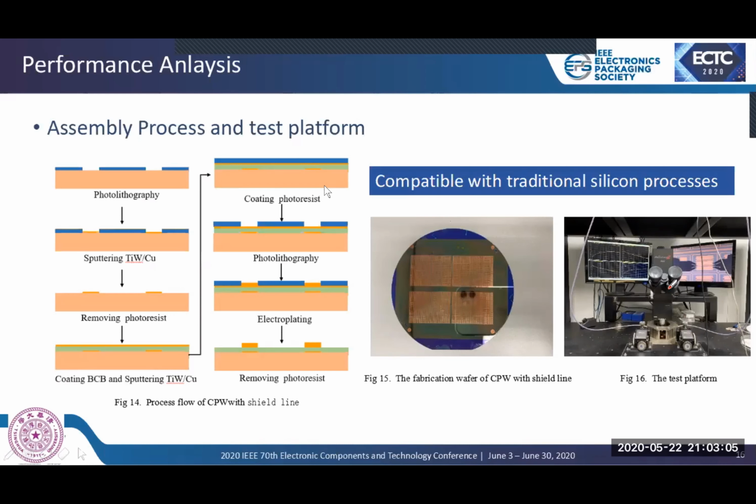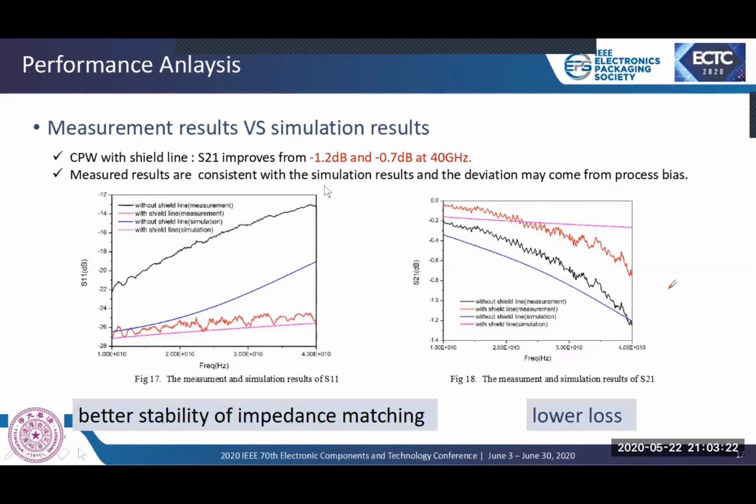These transmission lines are measured by an Agilent network analyzer. The measurement frequency ranges from 10 MHz to 40 GHz. Multiple tests were carried out to get the average data. Figure 17 and Figure 18 show the results of return loss and insertion loss respectively. In Figure 17, the coplanar waveguide with shield line shows better stability of impedance matching.